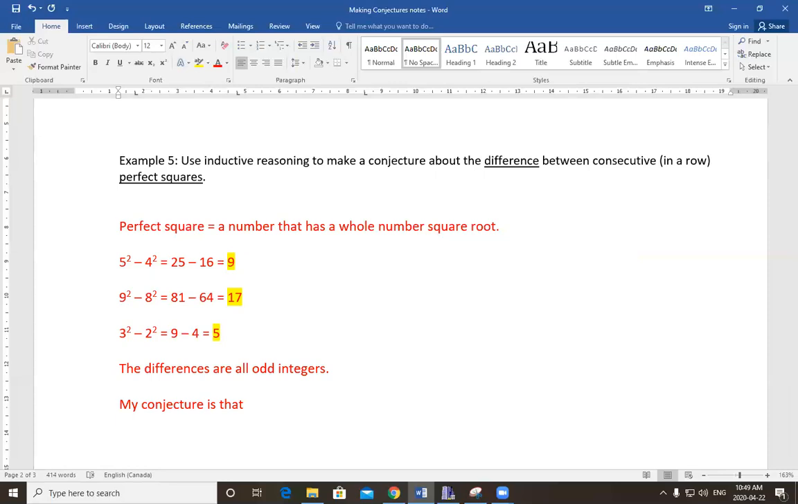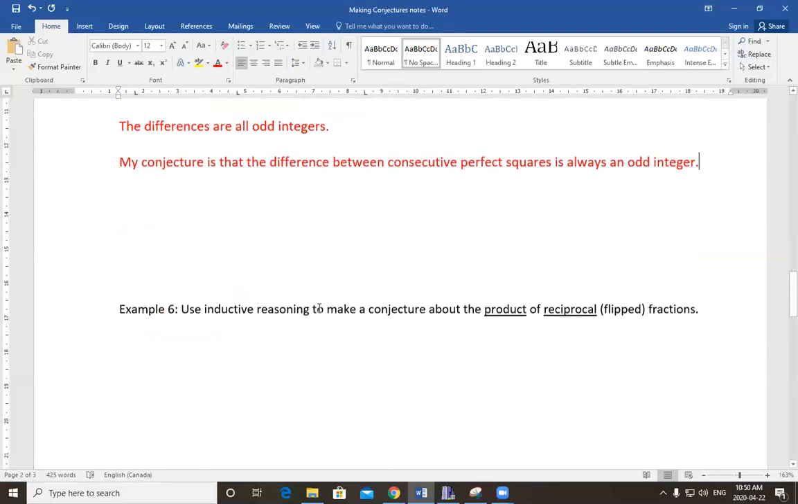So my conjecture is that the difference between consecutive perfect squares is always an odd integer. Okay. And there that is.